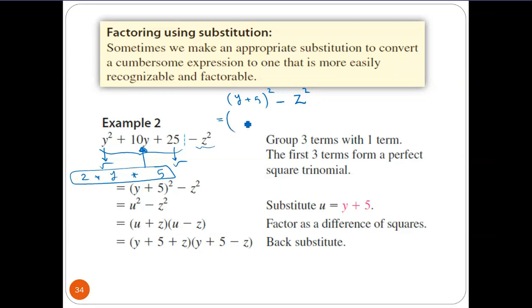If we have a bracket squared minus z squared, this is a difference of squares. Put it as the first, y plus 5, plus the second, z, and y plus 5 minus z, like this. And we can remove the brackets of y plus 5. So we have y plus 5 plus z, y plus 5 minus z. Okay?